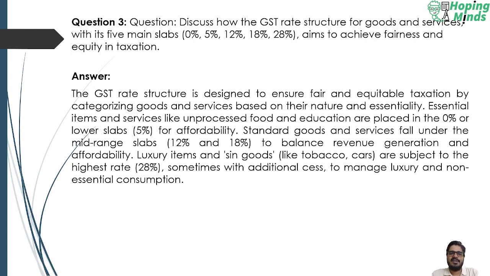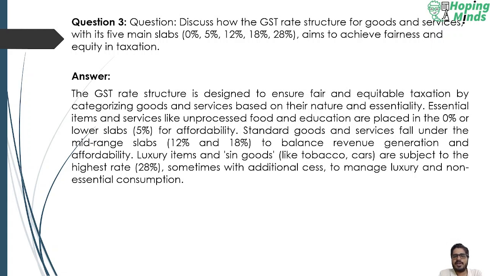Moving ahead, discuss how the GST rate structure for goods and services, with its 5 main slabs, that is 0%, 5%, 12%, 18% and 28%, aims to achieve fairness and equity in taxation.